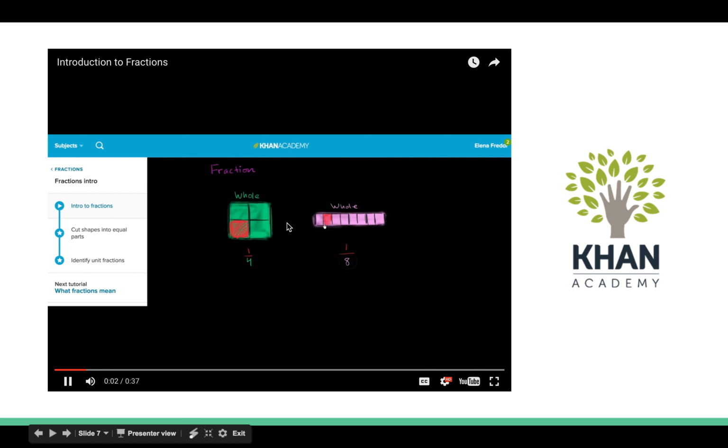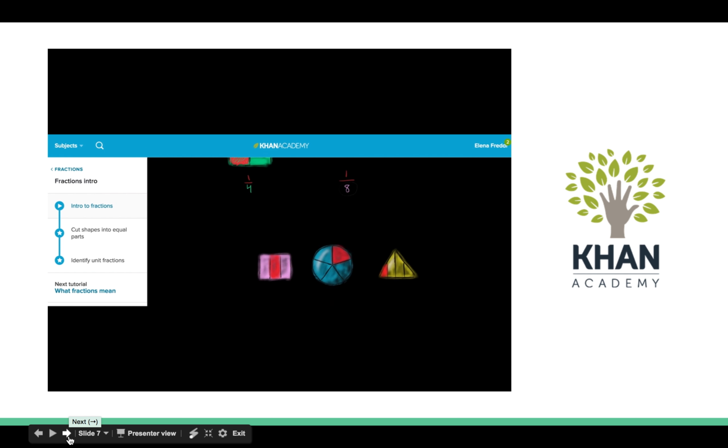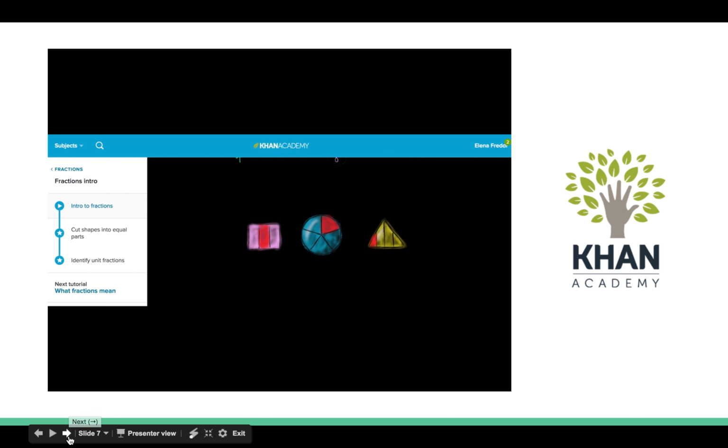So once again, this square right over here that I'm shading in red represents 1/8 of the whole. Now let's look at a few more examples where I've shaded them in ahead of time. And what I want you to do right now is pause the video and either in your head or on a piece of paper, write down, if you consider this purple thing the whole, what fraction does this red part represent? If you consider this blue part the whole, what fraction does this red part represent? If you view this yellow triangle as a whole, what fraction does this red part represent? And so I encourage you to pause the video now.